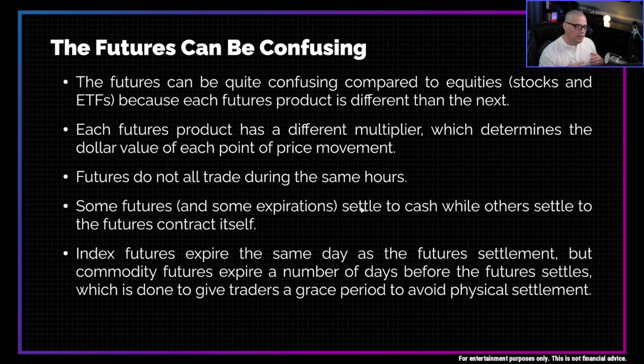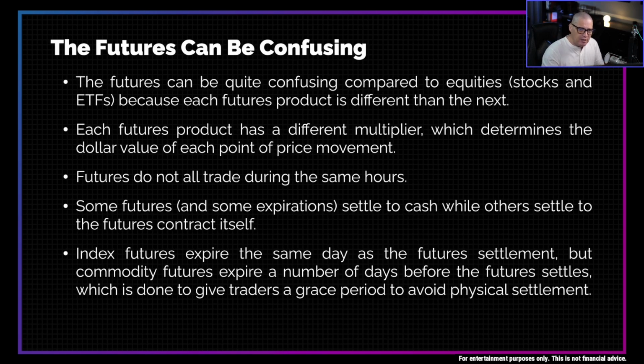Futures products have what we call a multiplier, and you take that multiplier number, whatever it is, and a 1 point move is actually that dollar value. For example, the ES futures has a multiplier of 50, meaning a 1 point move in the ES futures is actually $50. You should also note that not all futures products trade during the same hours, so they have varying hours that they trade.